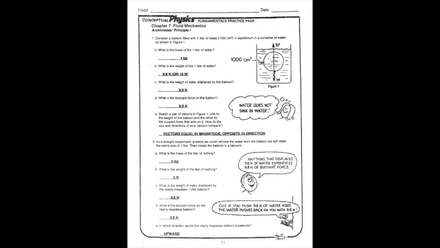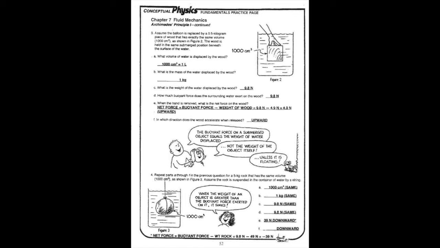Okay? Moving on, I'm moving to the second page. You can see a similar drawing in figure 2, question number 3, where 1,000 centimeters cubed is the volume. So what volume of water is displaced by the wood? The volume of water is 1 liter. What is the mass of the water displaced by the wood? 1 liter of water weighs 1 kilogram, as we learned before. So the weight of the water would also be 10 newtons. Therefore, the buoyant force would be 10 newtons.